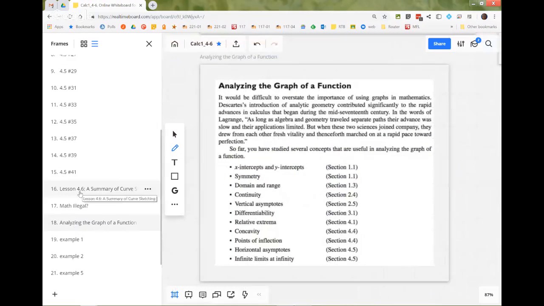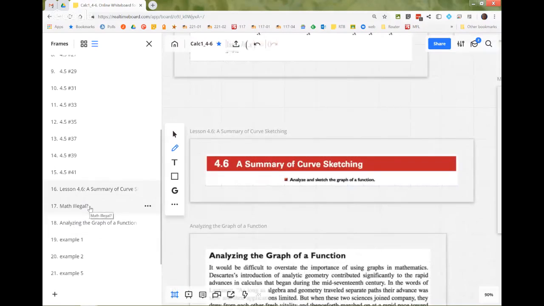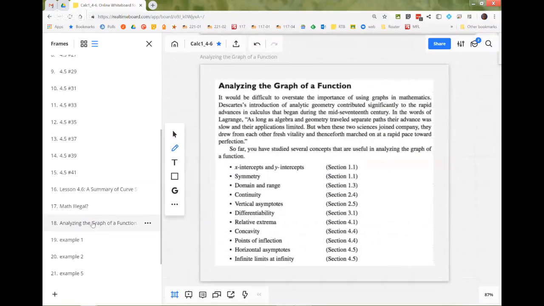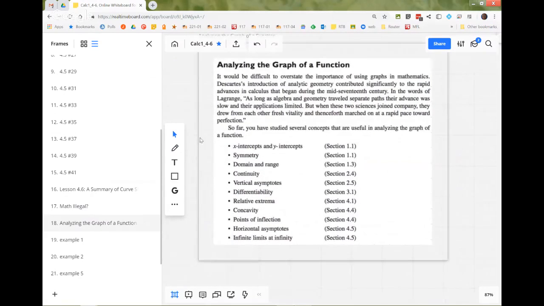Okay, so back to curve sketching. We're going to apply a bunch of old things. Here are some of the tools we've gone through, and you can see what section they were in. x-intercepts, y-intercepts, that goes way back to section 1.1. Symmetry, likewise, the very first lesson of the year. Domain and range, first chapter. Continuity: does the graph have a break in it? How do you tell if it does or doesn't?